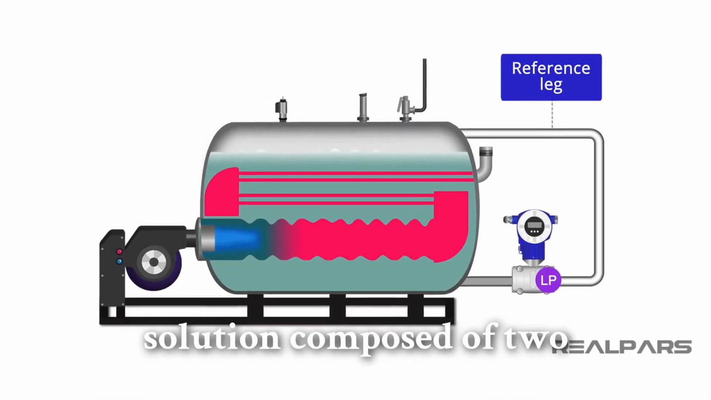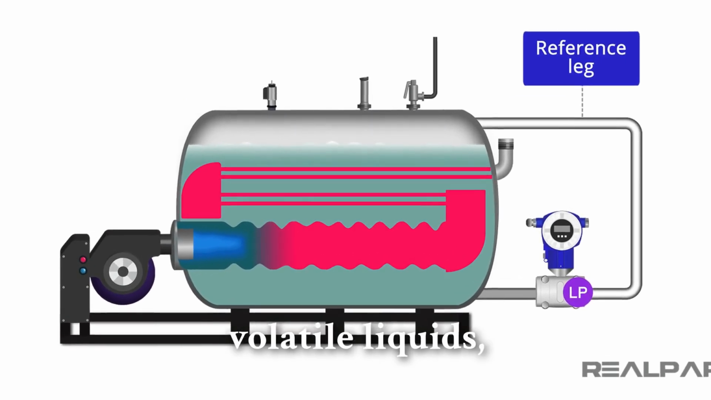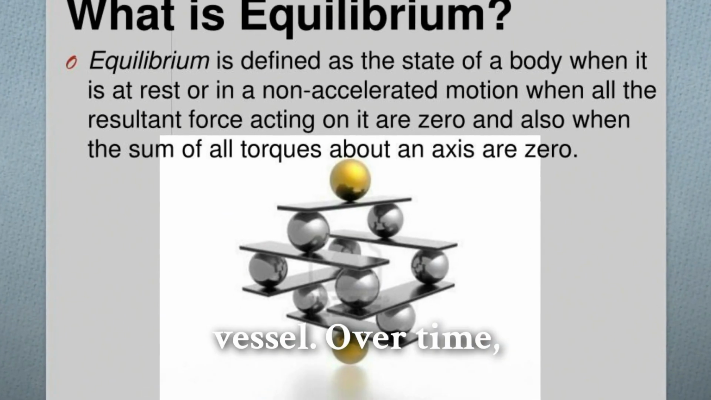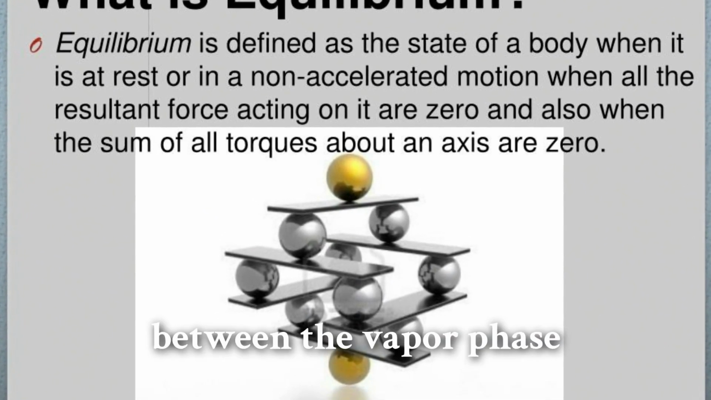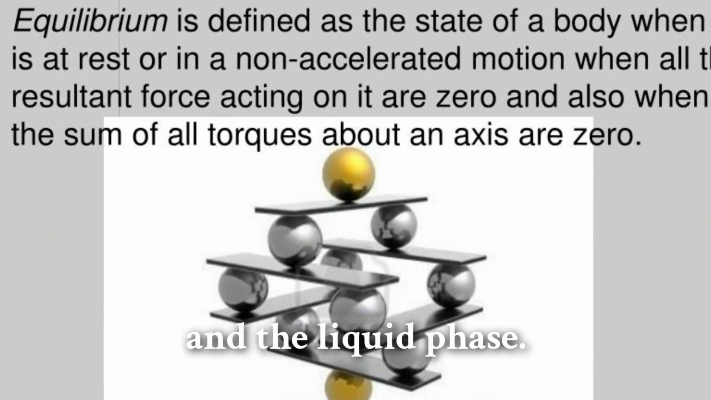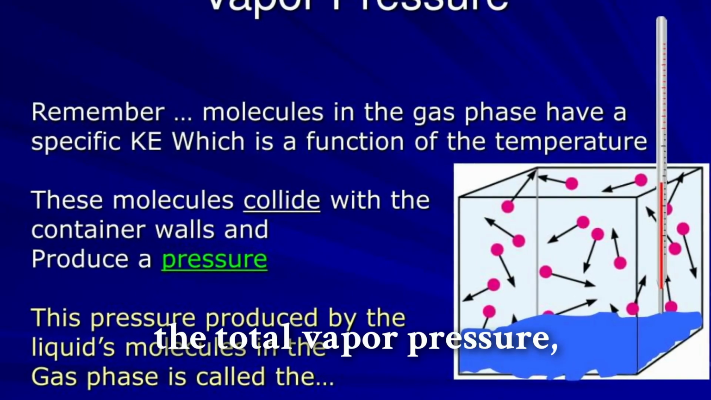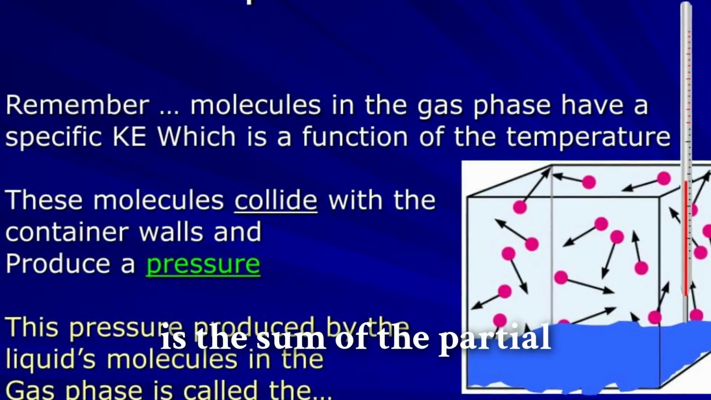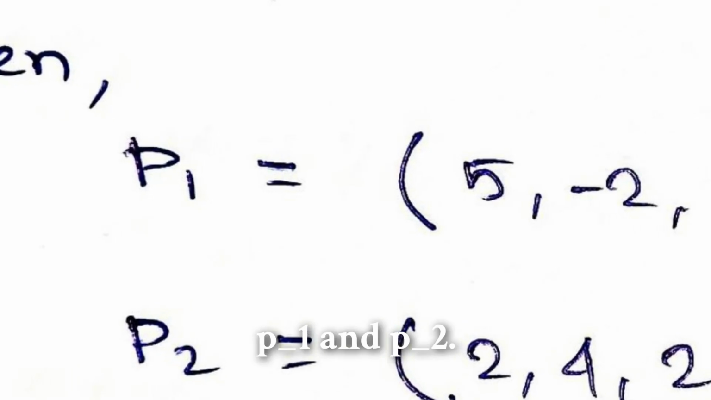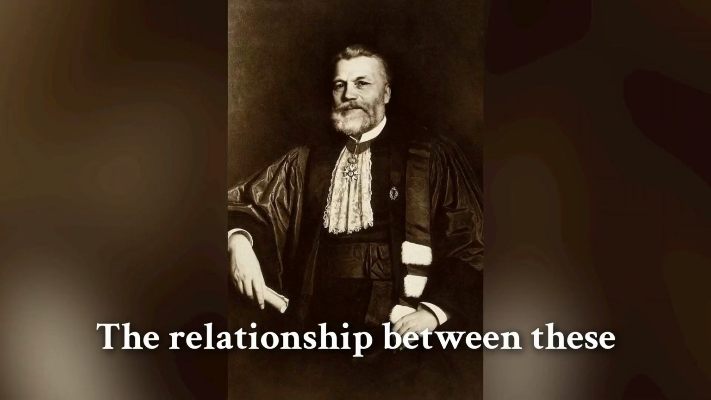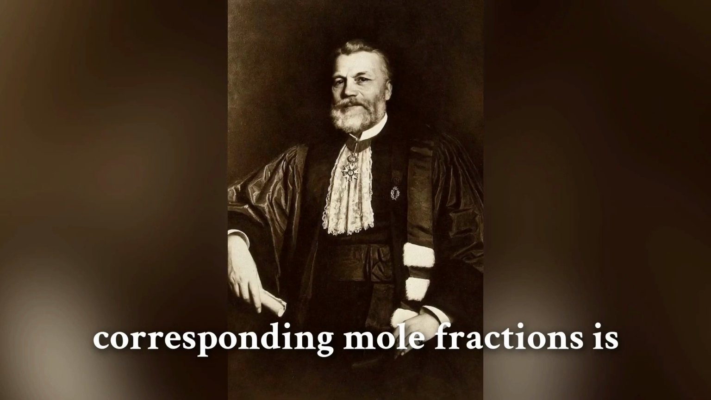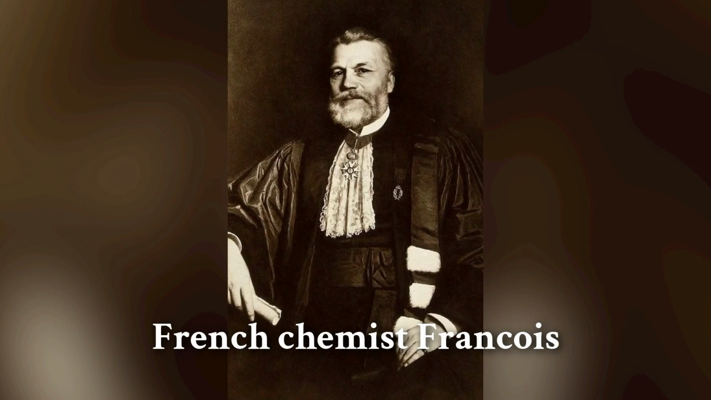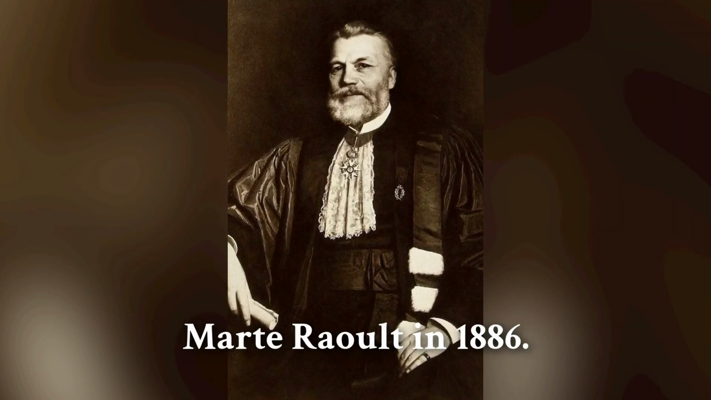When considering a binary solution composed of two volatile liquids, both components will evaporate when contained in a closed vessel. Over time, an equilibrium is established between the vapor phase and the liquid phase. At this equilibrium stage, the total vapor pressure, denoted as P total, is the sum of the partial pressures of the two components, P1 and P2. The relationship between these pressures and their corresponding mole fractions is described by Raoult's law, a principle formulated by the French chemist François-Marc Raoult in 1886.